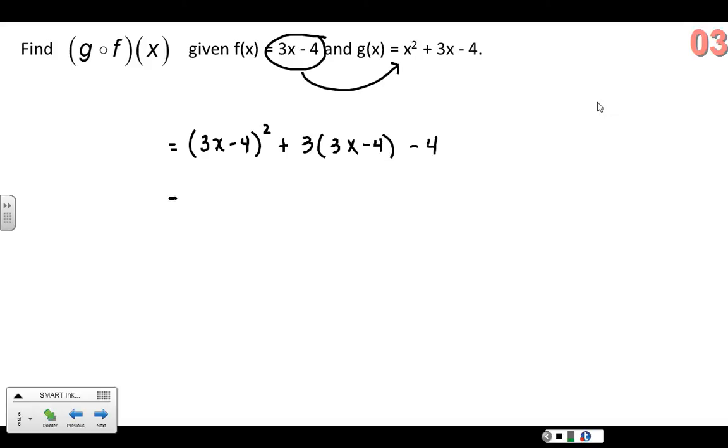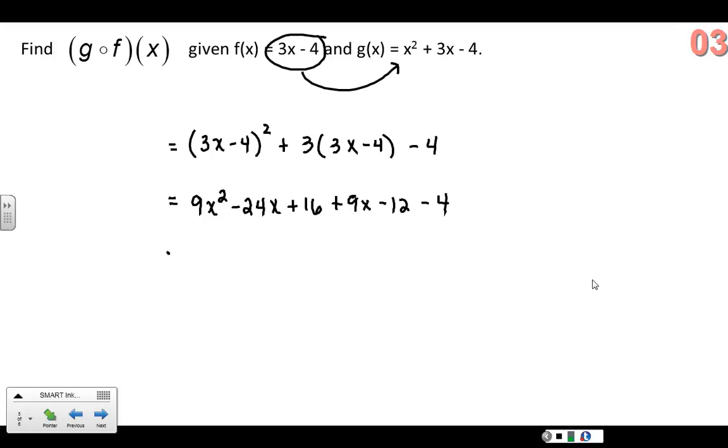I've got to square the binomial, so we could write that down twice and do the FOIL method, or you can use the expansion process. 3x, if I square that, I get 9x squared. Multiply the two terms together and double it. 3x times negative 4 would make negative 12x. Double that would be negative 24x. And then square the last term. Square the negative 4, I get plus 16. Then distribute your 3, so 9x, and then minus 12, and minus 4.